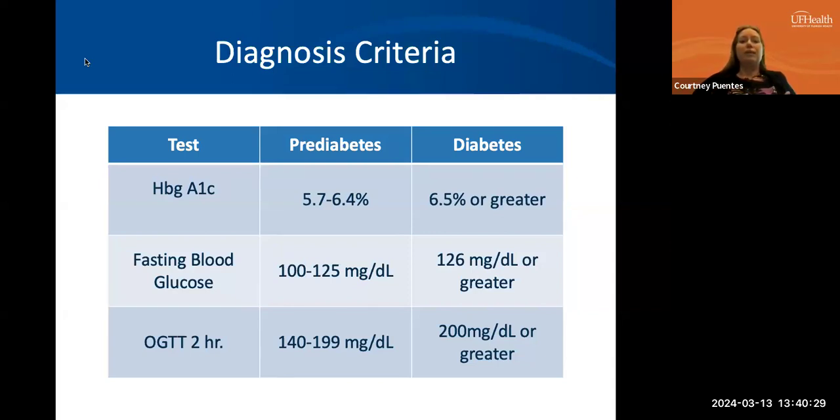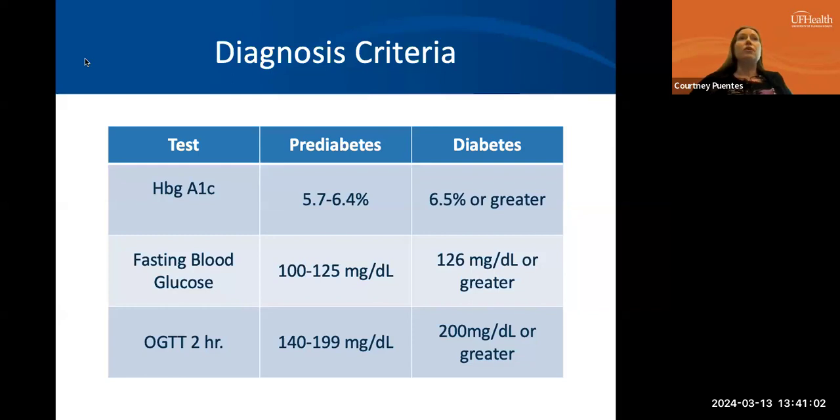So pre-diabetes is an A1C value of 5.7 to 6.4, or 6.5 and higher would meet diagnostic criteria for diabetes. Fasting blood sugar levels, and this is 8 hours or longer with somebody not eating or taking in carbohydrates. Pre-diabetes falls in the range of 100 to 125, and then values of 126 or higher would meet criteria for diabetes diagnosis.